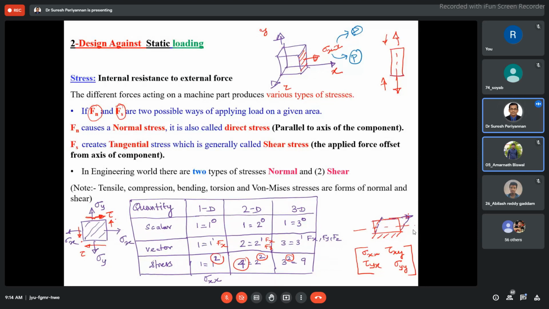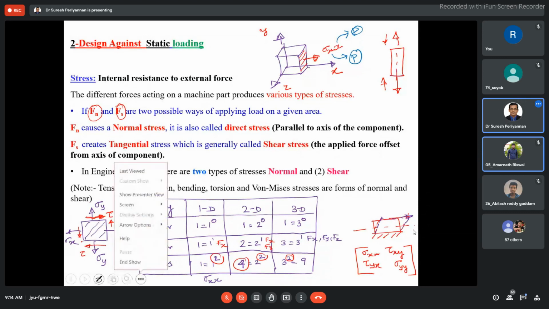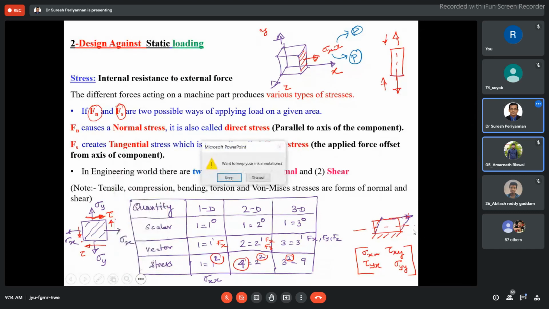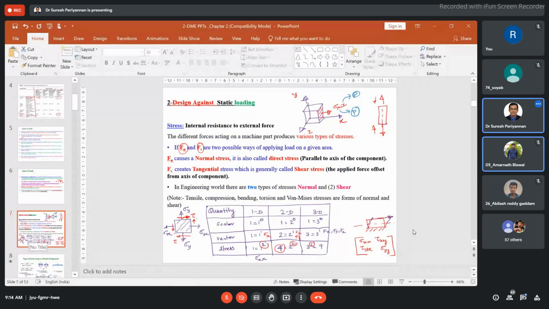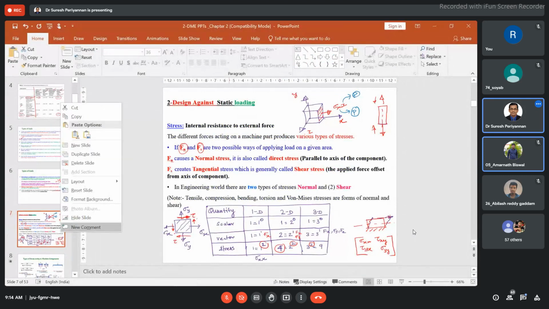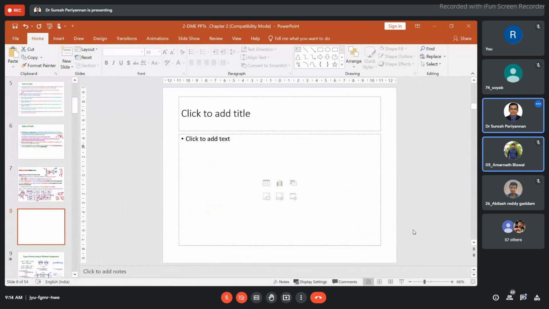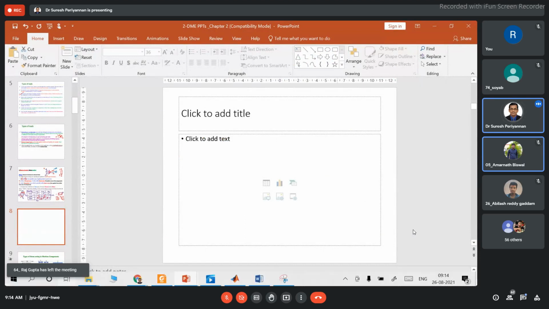Now how can I write a triaxial condition? Anyway, the basics are very important because some of the students may not know about this, so I have to spend time on this. Just a minute, please.